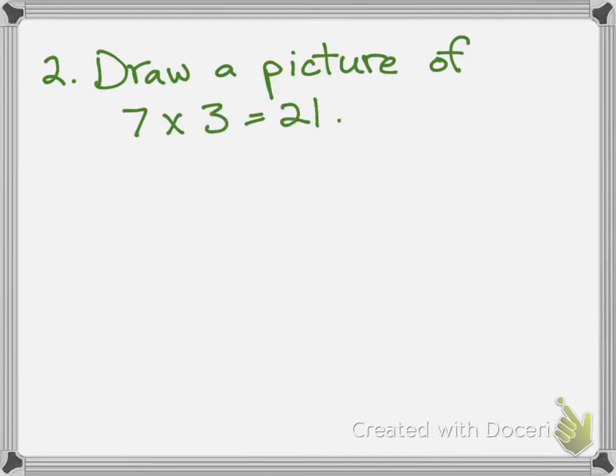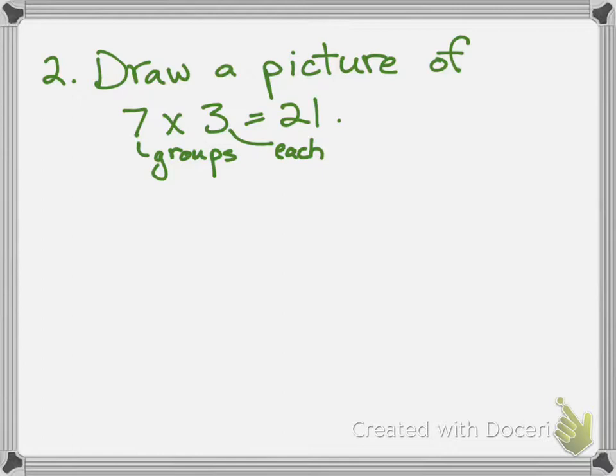Okay. Draw a picture of 7 times 3 equals 21. So look at your cheat sheet. The easiest way to draw a picture is to do circles and objects inside the circle. We can do a really simple picture here. But remember your language, 7 groups of 3 each. Okay, so pause the video.